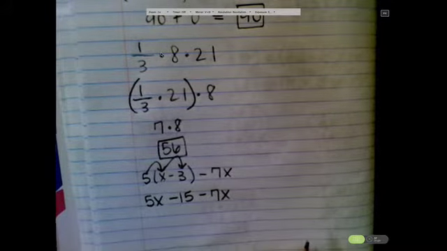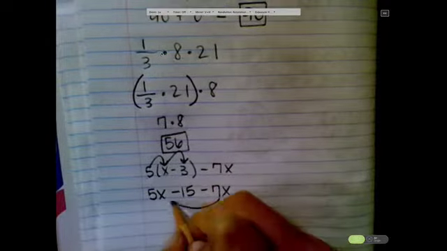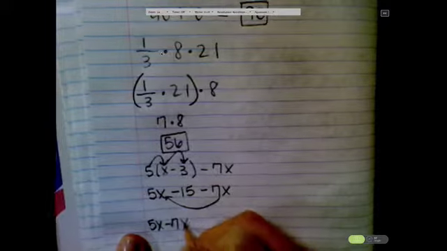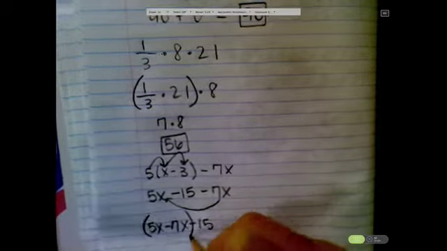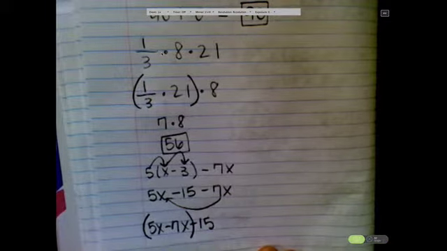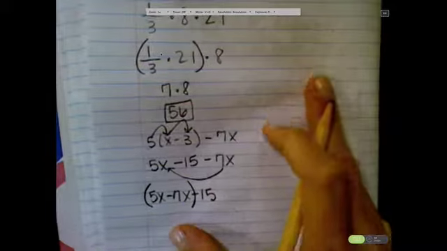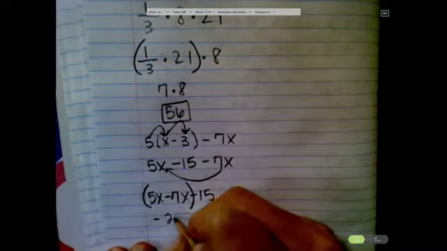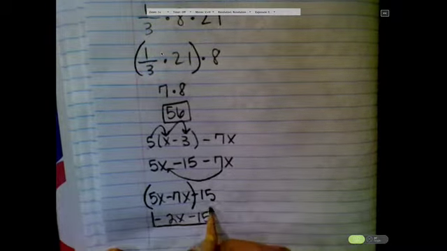Now I'm going to use the commutative property to move the 7x next to the 5x. So I'm going to do 5x minus 7x minus 15. And then I can use the associative property to group those two together, showing that I'm combining those two together. So 5x minus 7x, yes. There's my final answer. That's as much as I can do.